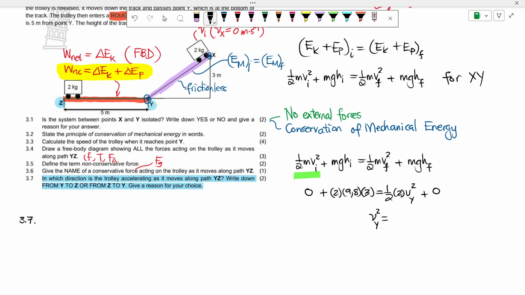Okay, why? Because the direction is towards the Z. Okay, good reason. And Lubabalo, what do you think? Y to Z. Okay, is it because of the direction of motion as well?